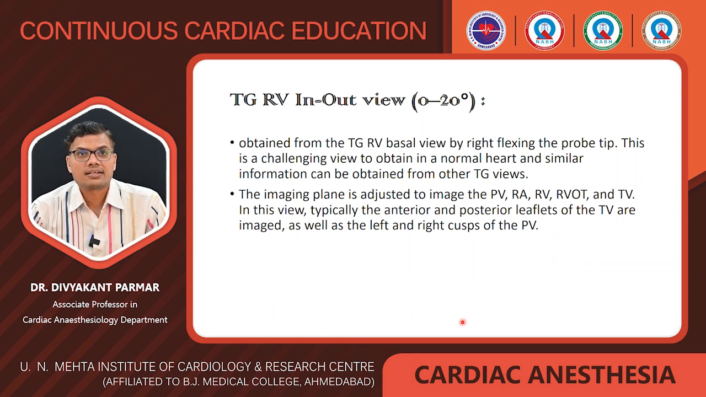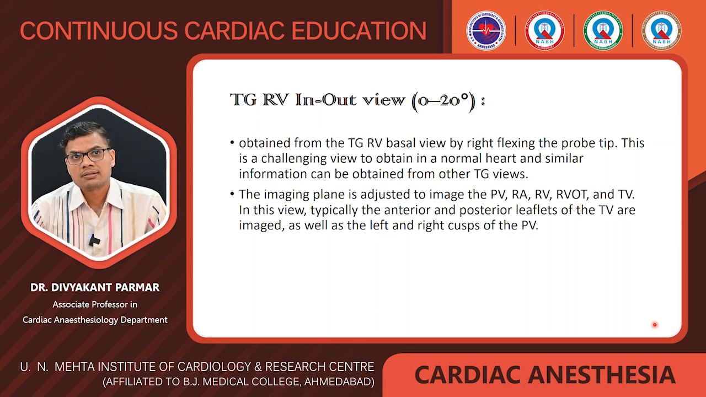Next is the transgastric right ventricle inflow-outflow view. This view is obtained from the transgastric RV basal view by right flexing the probe tip. This is a challenging view to obtain in a normal heart, and similar information can be obtained from the other transgastric views.